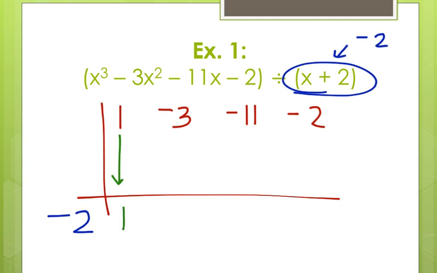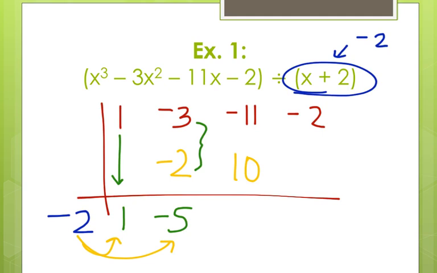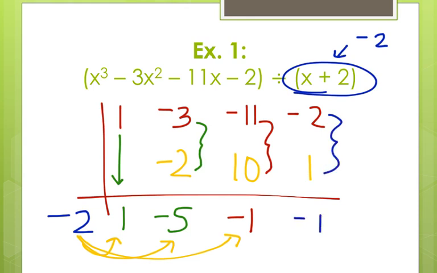And then you're going to do some multiplication. You're going to do negative 2 times 1, and that's negative 2. And then you're going to add these two, and that's going to be negative 5. Then negative 2 times negative 5 is positive 10. And then you're going to add right there, and that's negative 1. Negative 2 times negative 1, whoops, is actually 2. And you're going to add that, and you'll get a remainder of 0.